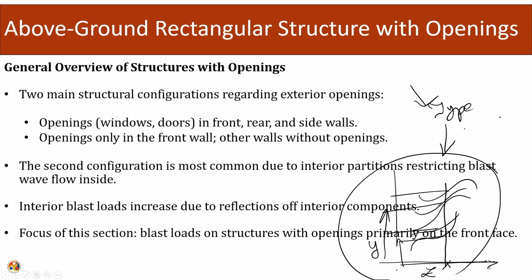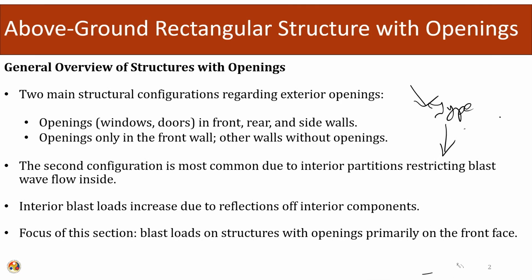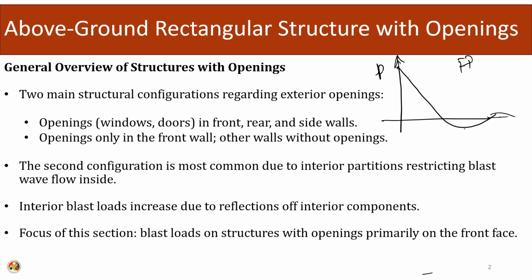Once we have the quantities of interest, we then construct the actual incident curve. Basically we make this curve. This is called the Friedlander's profile, with Pso, T positive, T negative, and so on and so forth.